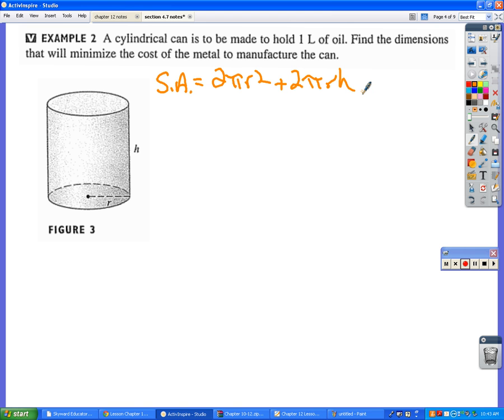So that's the equation that we are trying to minimize, but again, we've got two variables, the radius and the height, so we want to find some way to relate those together. How do we do that? It equals 1 liter. Right, the volume equals 1 liter. So what's the volume of the can? Pi r squared h, area of the base times the height. And so pi r squared h equals 1 liter.